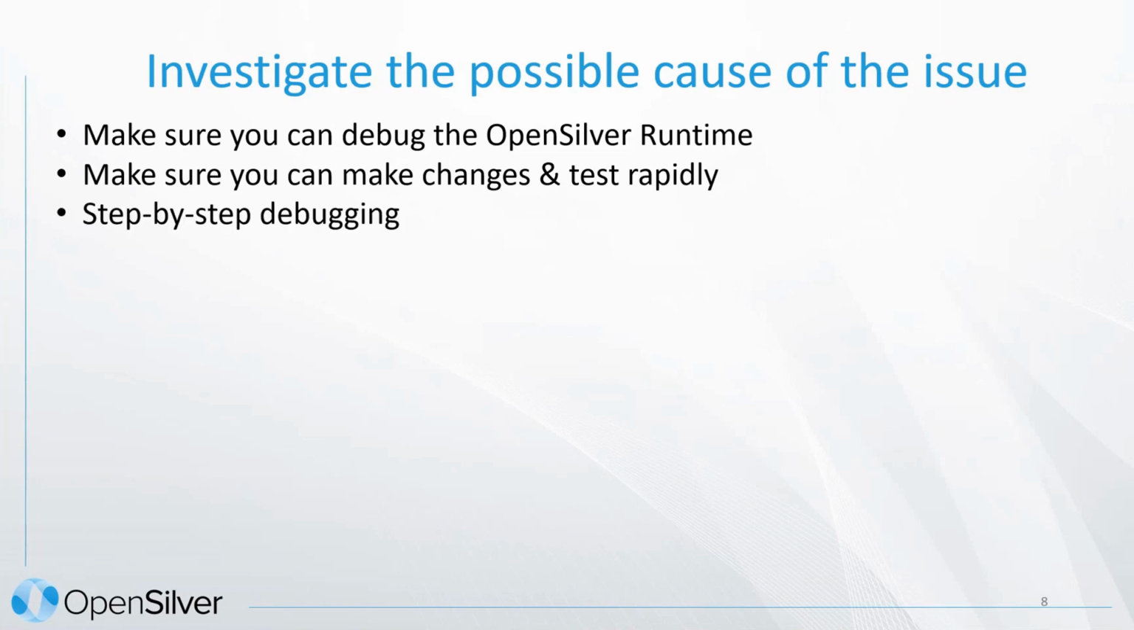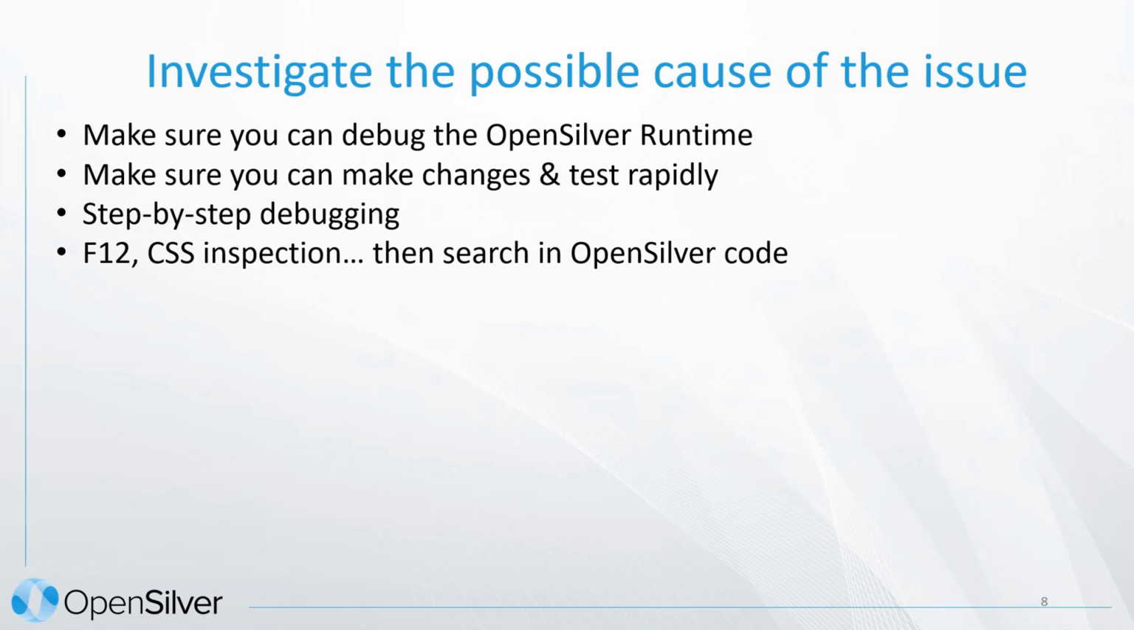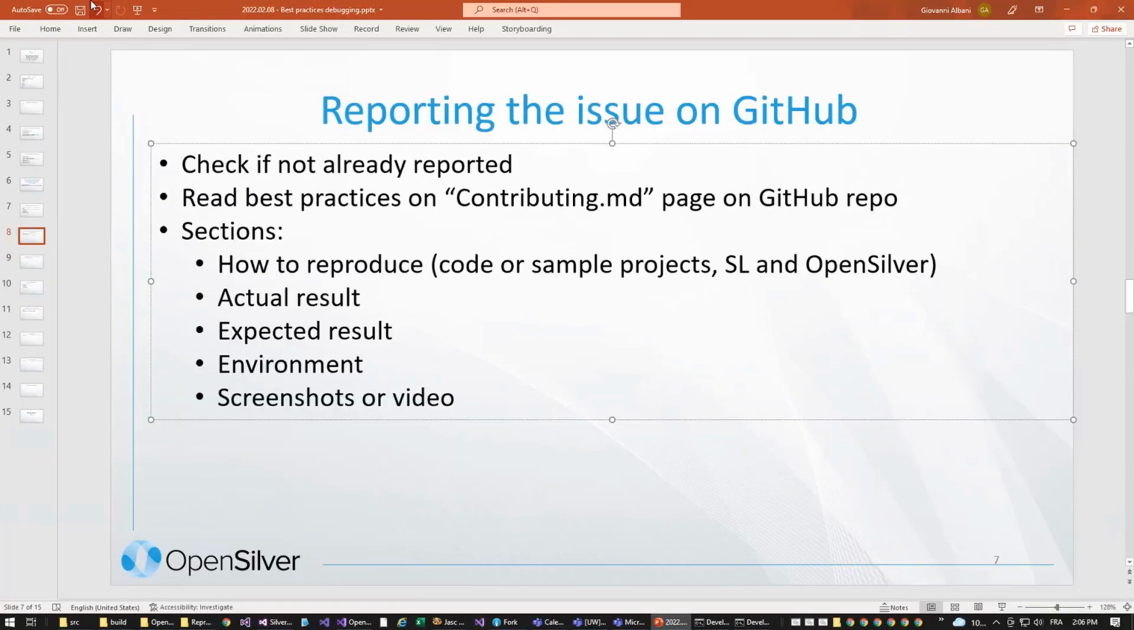Then you can do step-by-step debugging, of course. In our particular case, we're going to do an example where we use the inspector tools in the browser this time, not the simulator like we did before, to inspect the CSS, because with borders, we can imagine that they are related to some CSS properties. And from there, find the name of the CSS property and look for it in the OpenSilver runtime code. Let's do this real quick.